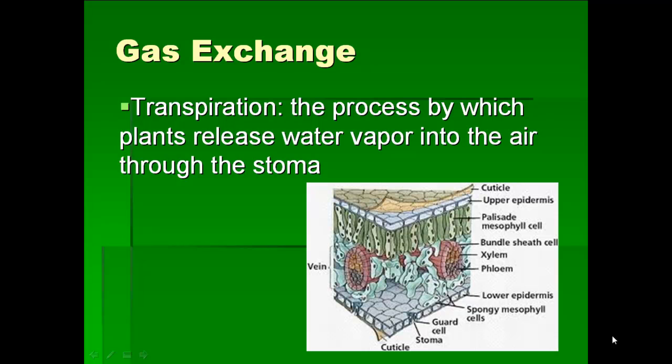Most of the water lost during transpiration is replaced by water in a plant's roots. If there is a discrepancy or a difference between the amount of water lost and the amount of water in the plant's root, the plant will begin to wilt.